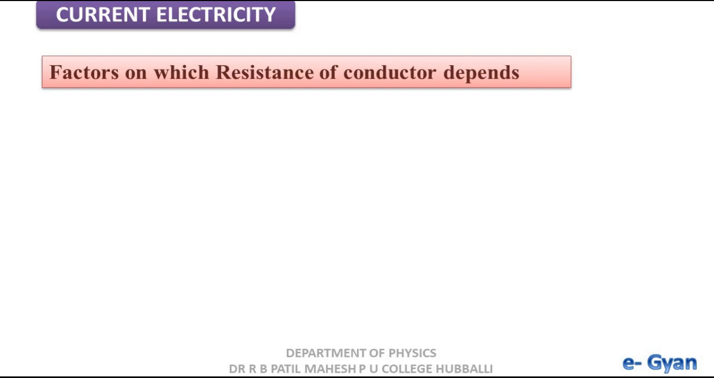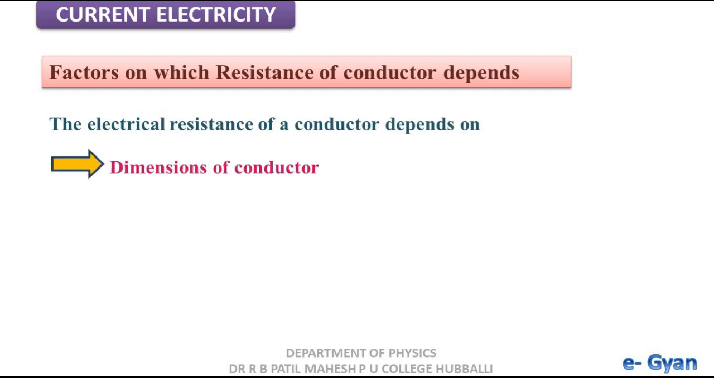Resistance of a conductor depends on the dimensions of the conductor. What are the dimensions of a conductor? Length, area, and volume are dimensions of a conductor. These dimensions affect resistance of the conductor. Next, nature of material. Even the resistance of a conductor depends upon the nature of the material.